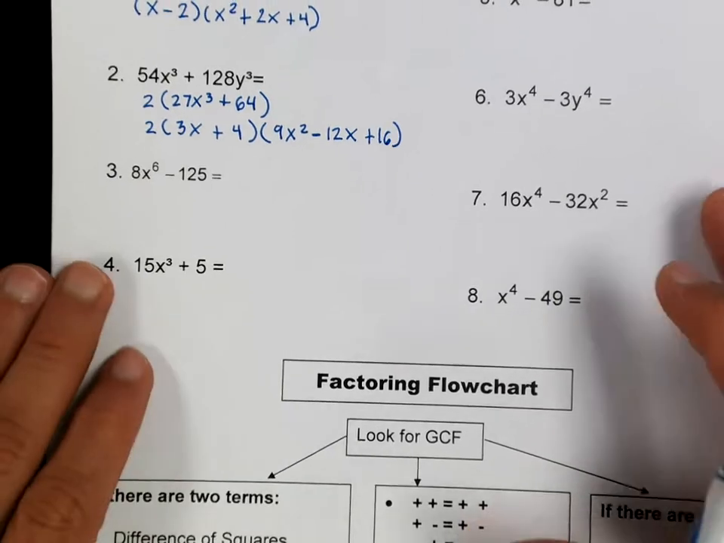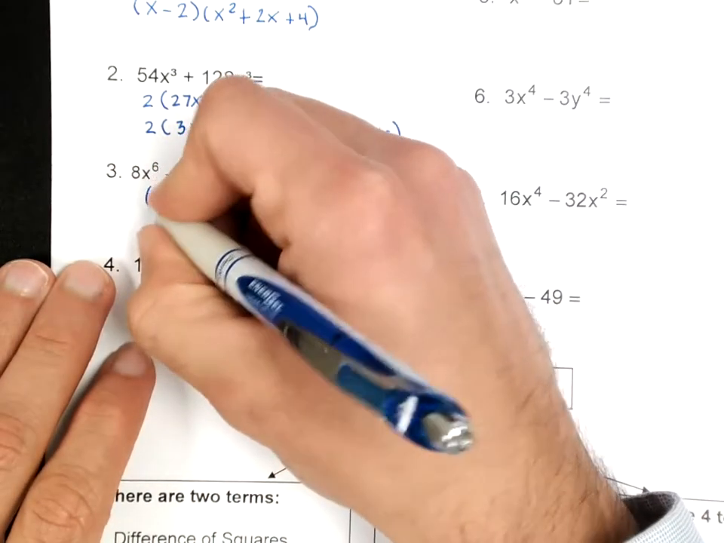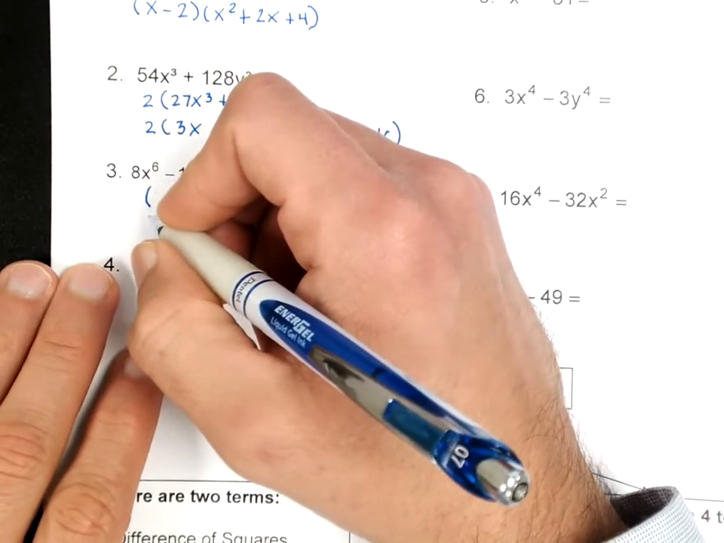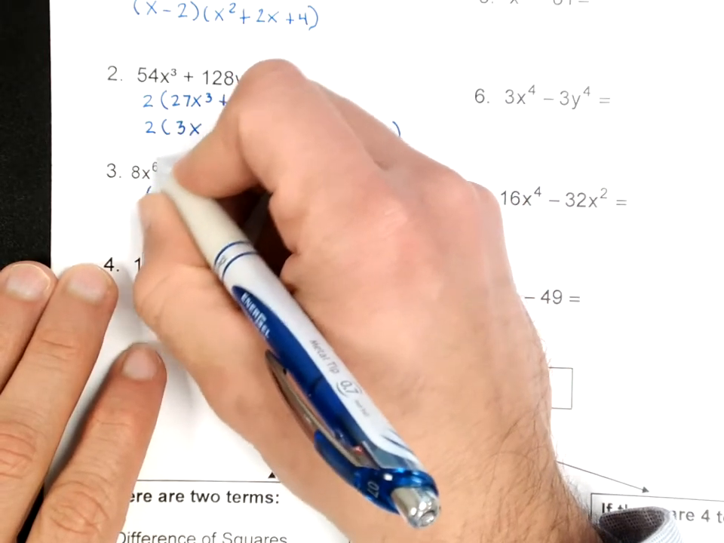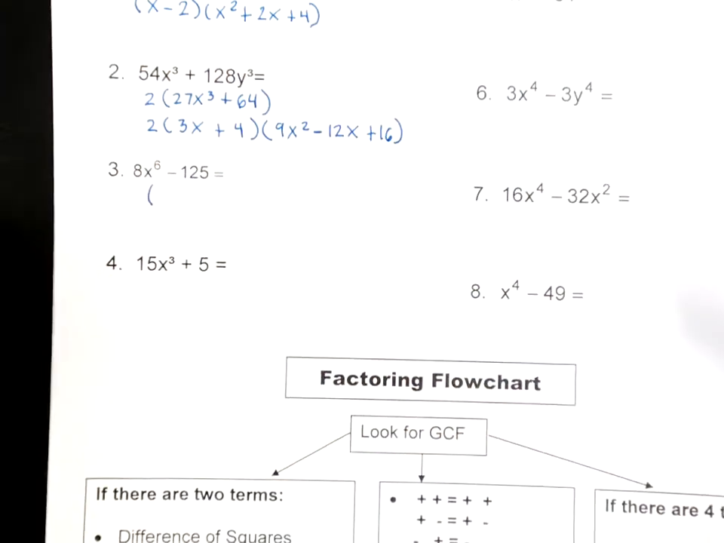There's not one. And now this one's kind of strange for y'all, because you're like, oh, it's x to the 6, I can't do anything.